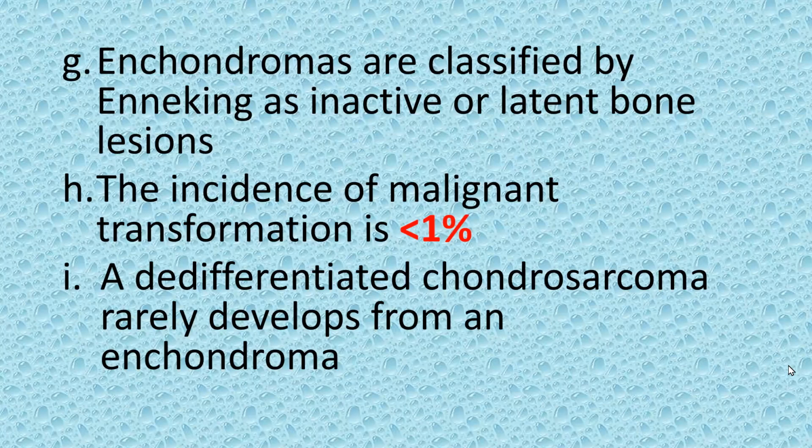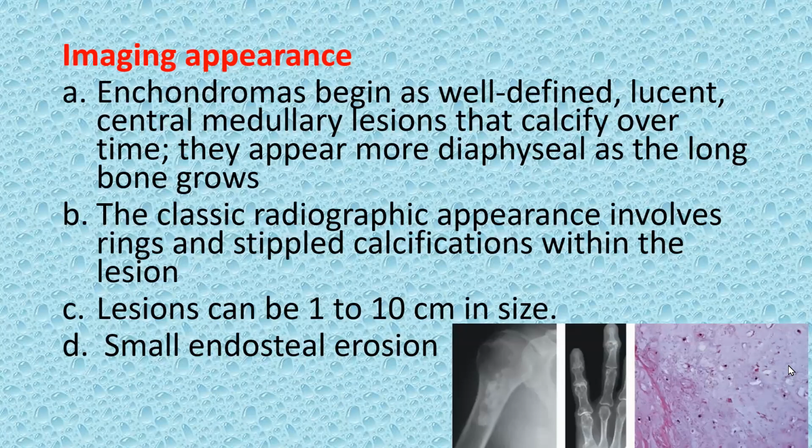Enchondromas begin as well defined lucent central medullary lesions. Okay? Central medullary lesions that calcify over time, and they appear more diaphyseal as the long bone grows. The classic radiographic appearance involves rings and stippled calcifications within the lesion. Lesions can be from 1 to 10 centimeters in size. And when in the medullary cavity, which is usually the case, they erode the cortex from inside, especially if there is suspicion of it changing to a chondrosarcoma or malignant lesion.